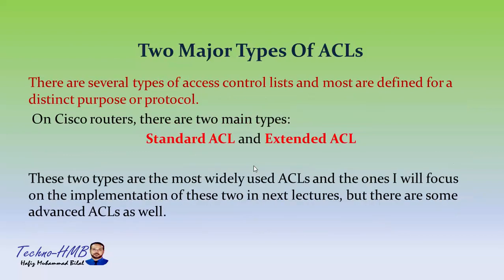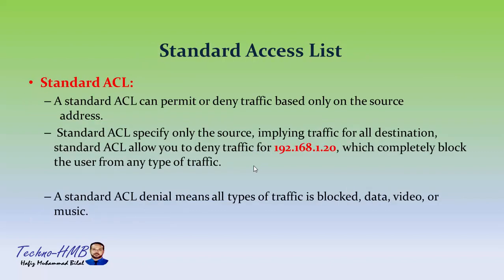Two major types of ACLs. There are several types of ACLs and most are defined for a distinct purpose or protocol. On Cisco routers, there are two major or main types. One is standard ACL and the other one is extended ACL. These two types are the most widely used ACLs and I will focus on the implementation of these two in the next lectures. But there are some advanced ACLs as well. Standard ACL: a standard ACL can permit or deny traffic based only on the source address.